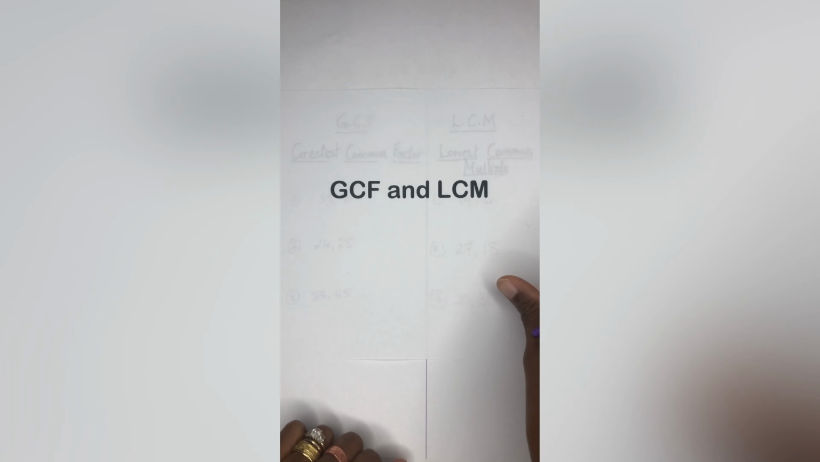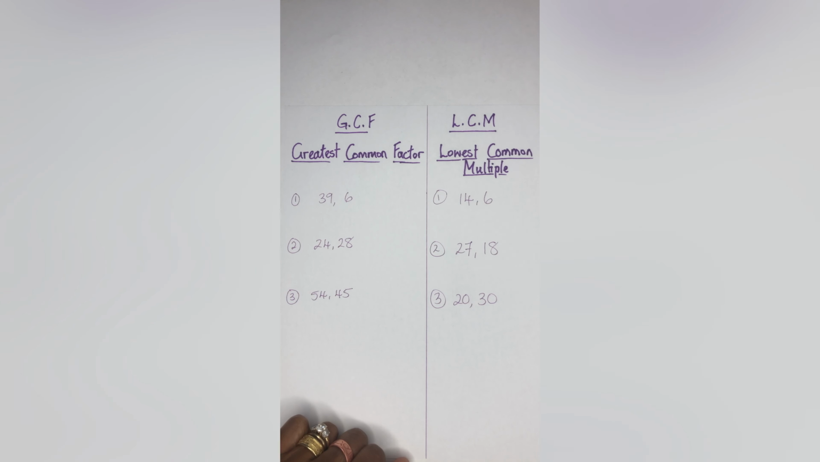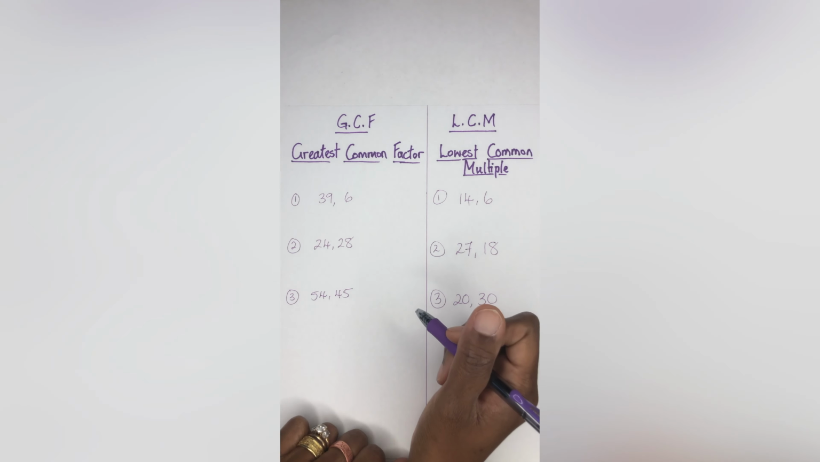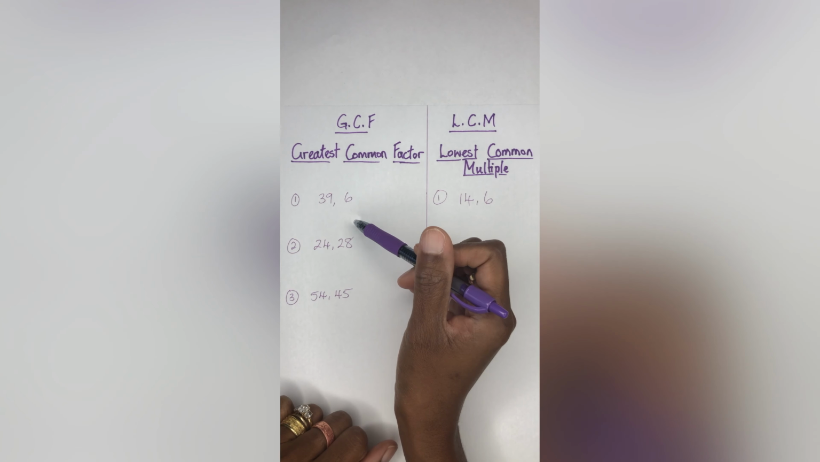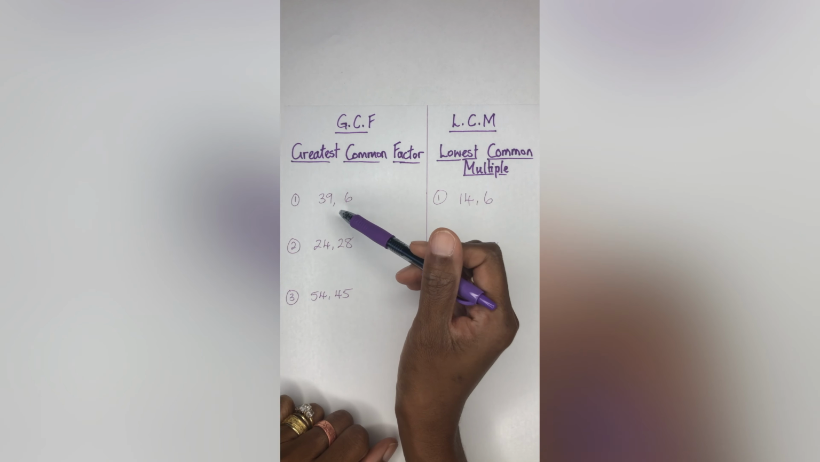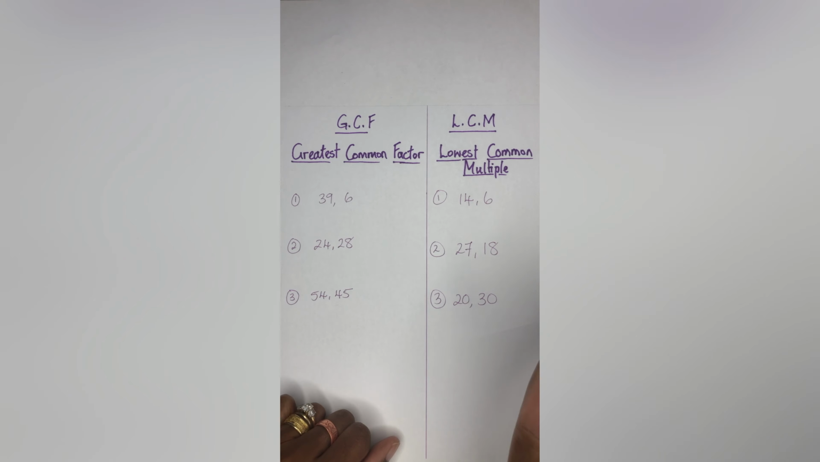Well, what is GCF and LCM? All right, let me show you. So GCF is greatest common factor. LCM is lowest common multiple. All right, so what are we doing with this? If you look at number 1, you see two numbers. You see 39 and you see 6.